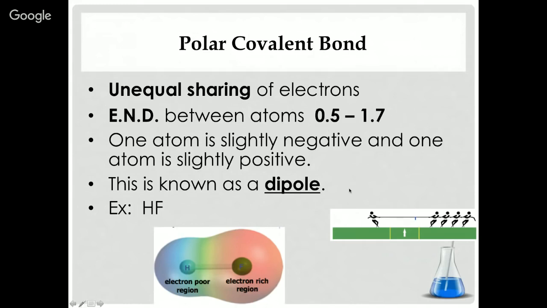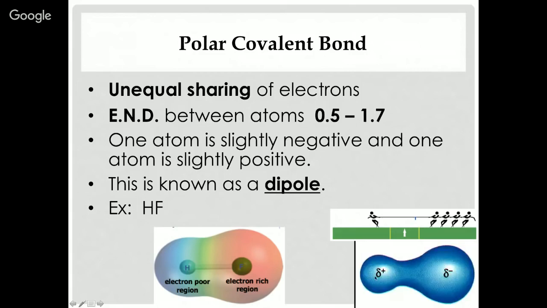Because of the unequal sharing, we get a dipole setup. And what does that mean? It means that we have two poles, and one end becomes partially positive and one end becomes partially negative. And a good example would be HF. So fluorine is much more electronegative. So you can see that it is very, very electron rich. There's a lot of electrons around the fluorine. And then the hydrogen then becomes electron poor. This becomes slightly positive and the fluorine becomes slightly negative, as we can see here in this diagram here.